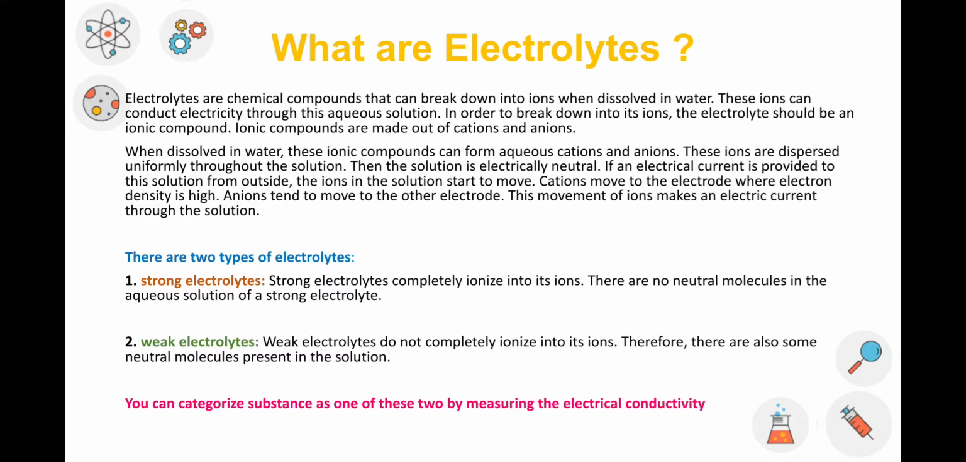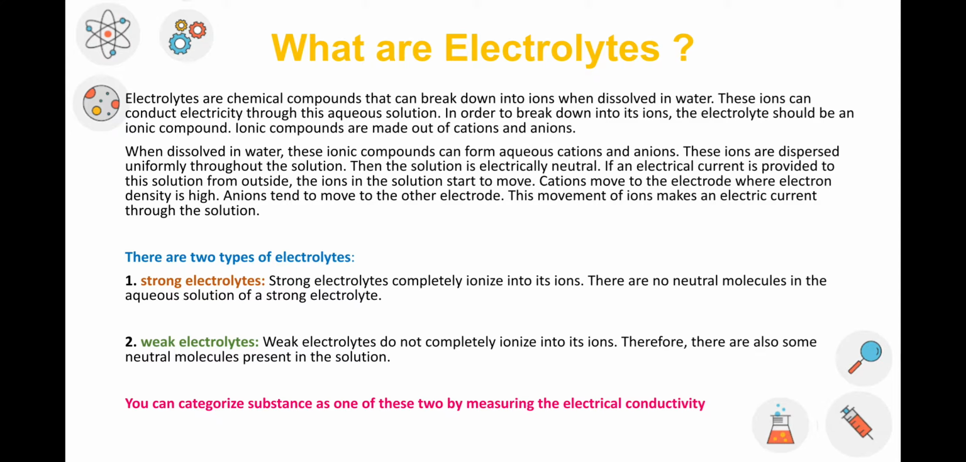There are two types of electrolytes, strong electrolytes and weak electrolytes. Strong electrolytes completely ionize into their ions. There are no neutral molecules in this aqueous solution of a strong electrolyte. While weak electrolytes do not completely ionize into their ions, therefore there are also some neutral molecules present in the solution. So how to know whether the solution is a strong electrolyte or a weak electrolyte?